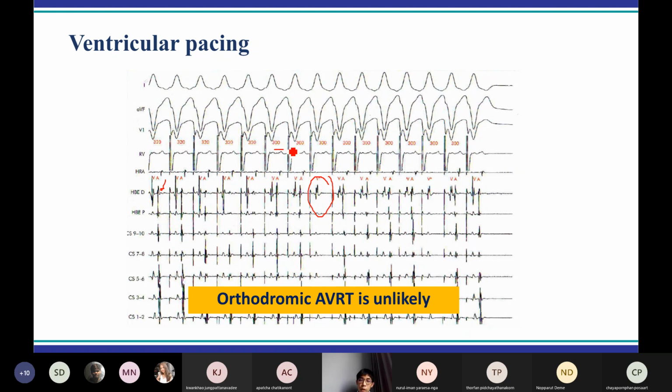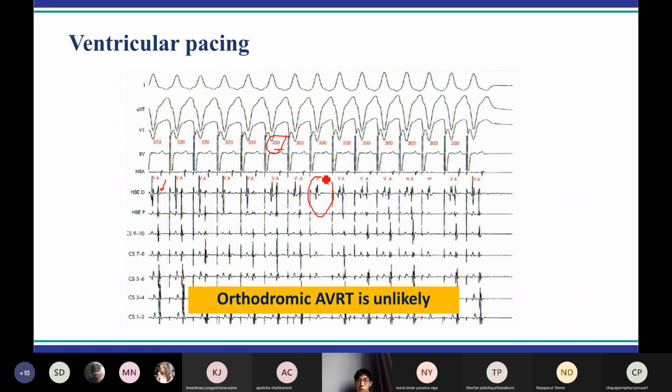And you pace faster here with the shorter cycle length because you want the AV node and the His region to be blocked or to be in the refractory period. And you hope to see that if the AV node is blocked, the retrograde atrial activation would change to an eccentric pattern, because if the AV node is blocked, then the signal from ventricular pacing would go through another pathway, the accessory pathway, and go back to the atrium. You hope to see that.